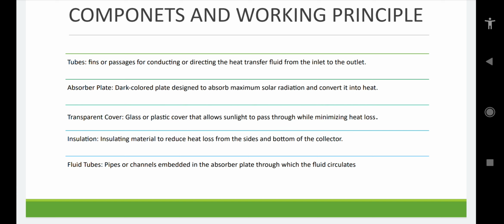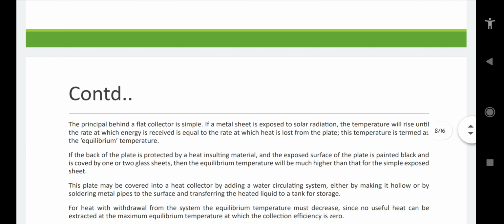The transparent cover is a glass cover that allows sunlight to pass through while minimizing heat loss. Insulation is insulating material to reduce heat loss from the sides and bottom of the collector. And fluid pipes are the channels embedded in the absorber plate through which the fluid circulates.